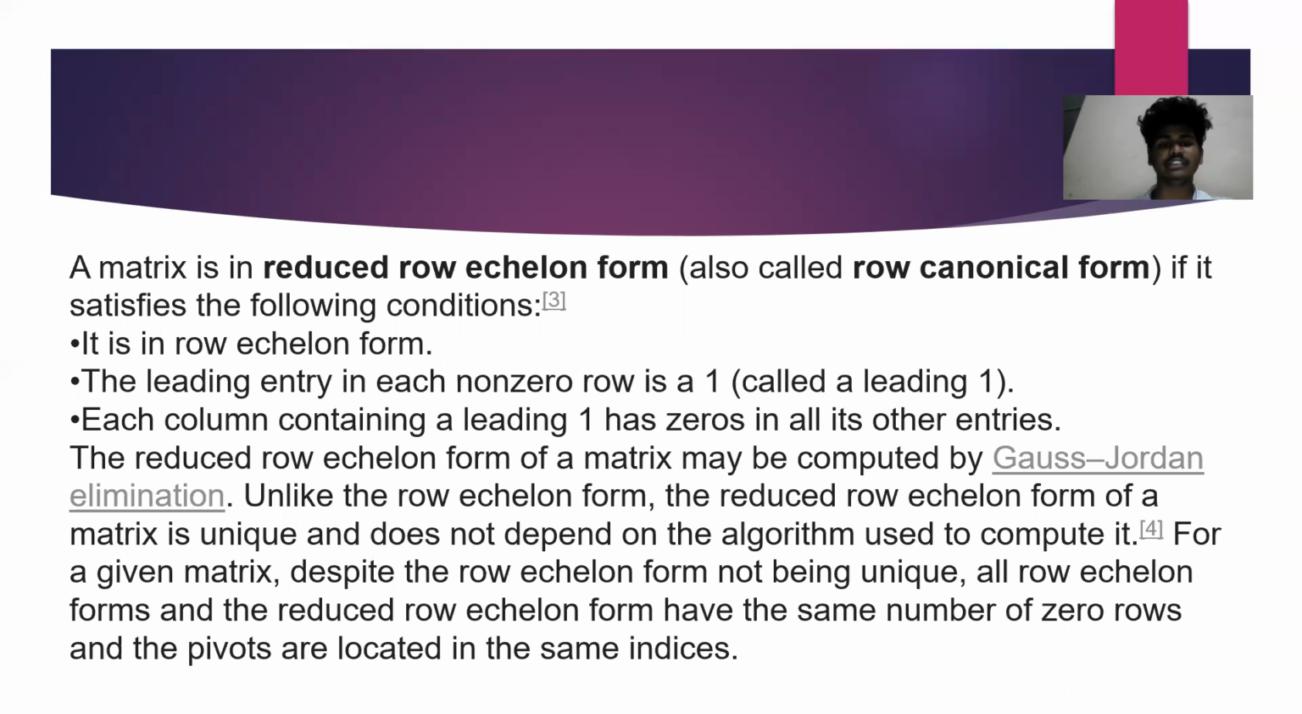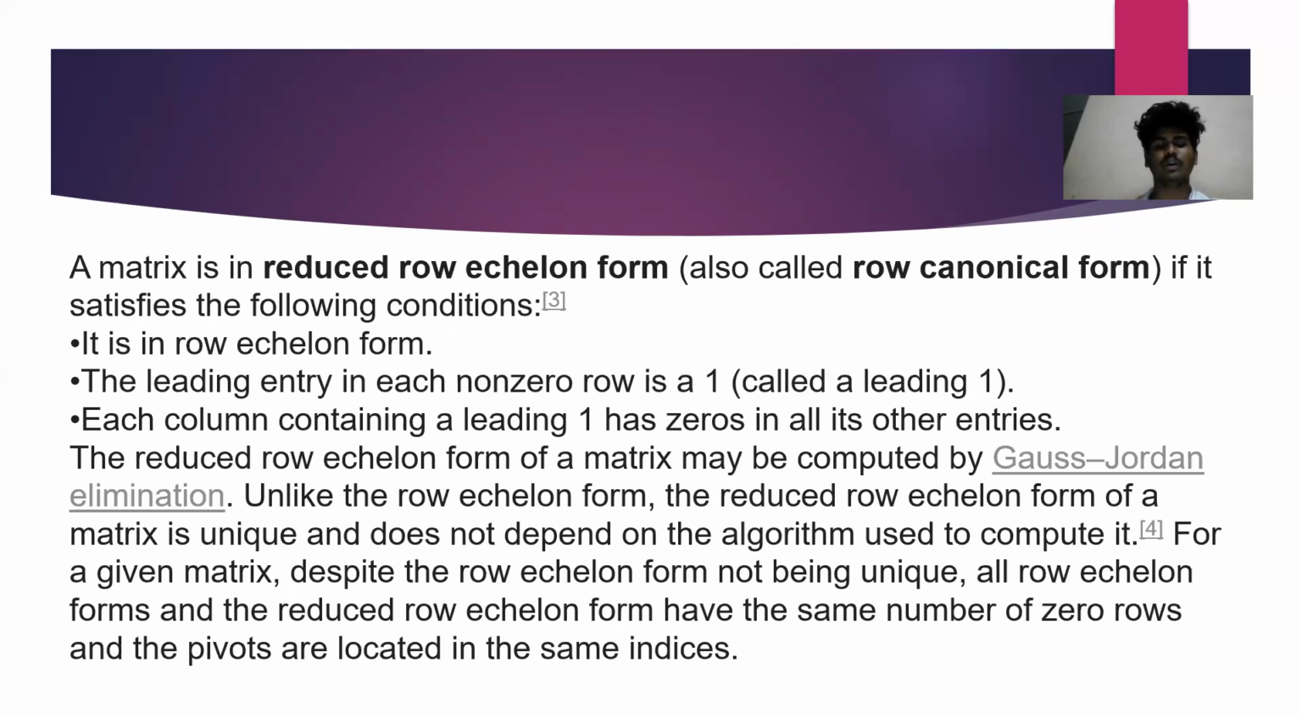If it satisfies the conditions, in this we have three conditions. It is in row echelon form, and the second one is the leading entry in each non-zero row is a one, called the leading one. Each column containing a leading one has zeros in its other entries. And the next is the reduced row echelon form of a matrix, computed by Gauss-Jordan elimination.